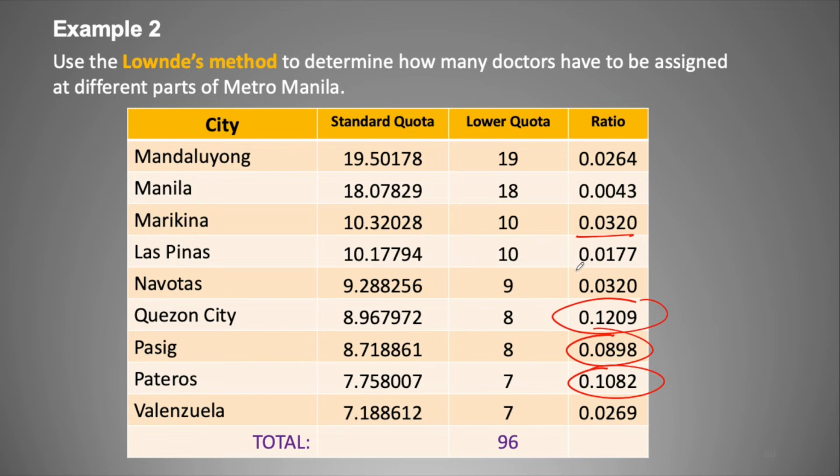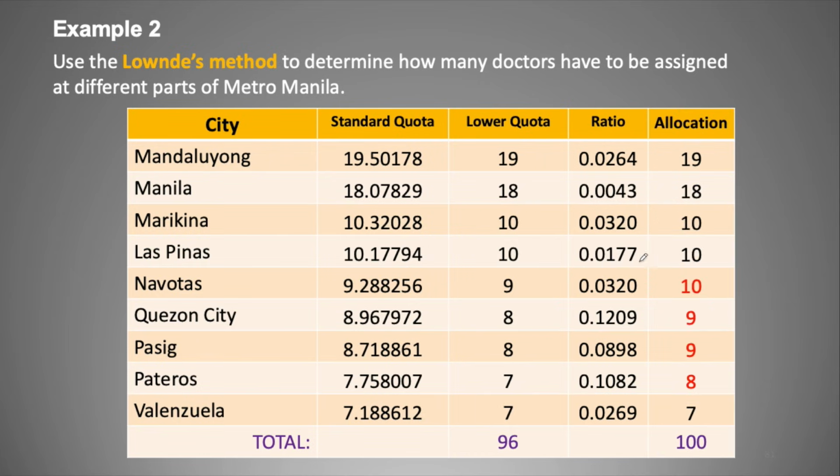And since there's a tie in the 4th place, which is 0.030, we may assign the last doctor to either Marikina or Navotas, in which in this case I assigned it to Navotas. So additional seats were given to Quezon City, to Pasig, to Pateros, and to Navotas, since again they have the top 4 highest ratio. And that gives us a total of 100 doctors, which indicates that we were able to allocate the 100 doctors to the different cities.